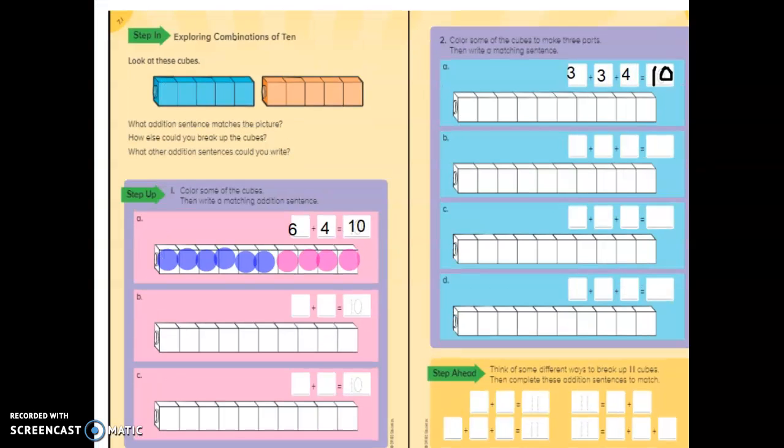So I'm going to color my cubes different. So let's do 3 pink. 1, 2, 3. Let's do 3 orange. 1, 2, 3. And let's do 4 blue. 1, 2, 3, 4. So I still have 10 cubes, but it's 3 numbers added together now.